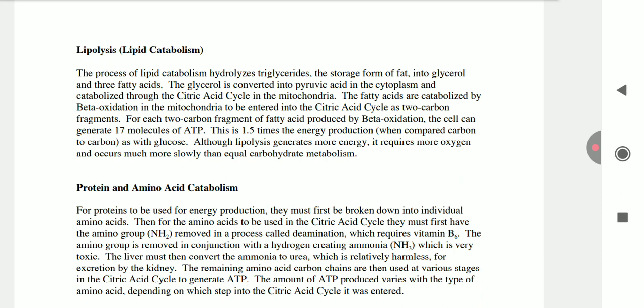two carbon fragments. For each 2 carbon fragment of fatty acid produced by beta oxidation, the cell can generate 17 molecules of ATP. This is 1.5 times the energy production compared with glucose. Although lipolysis generates more energy, it requires more oxygen and occurs much more slowly than equal carbohydrate metabolism.